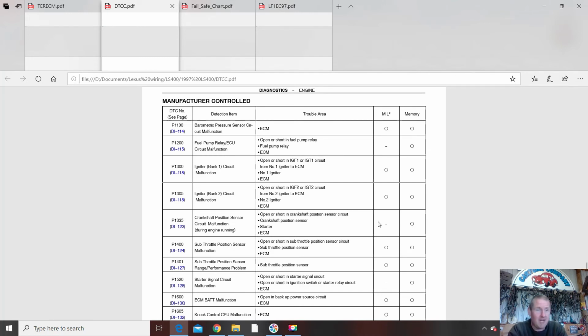It won't bring on a check light. The engineers thought that we don't need to bring a check light on when your crankshaft position sensor malfunctions under some conditions. It's the way they did it. It seems a little bit strange.